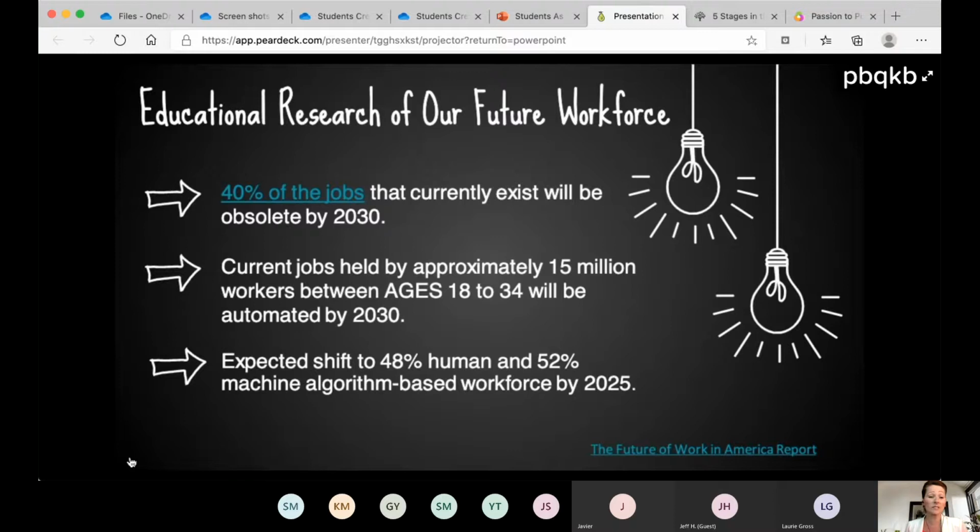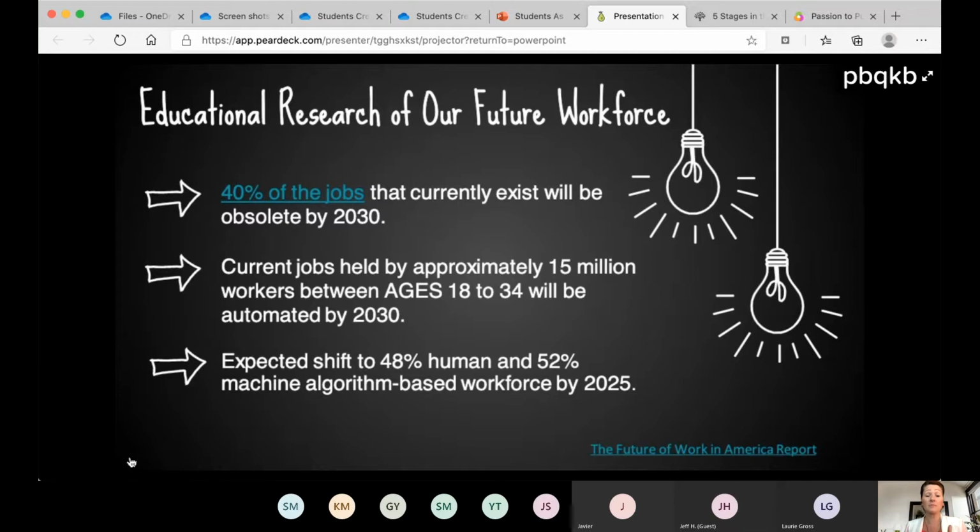And again, the statistics that I've mentioned throughout the presentations I've done here for Microsoft is that the expected shift is now going to be only 48% human-facing, and 52% is going to be dominating the workforce with a machine algorithm-based workforce by 2025.